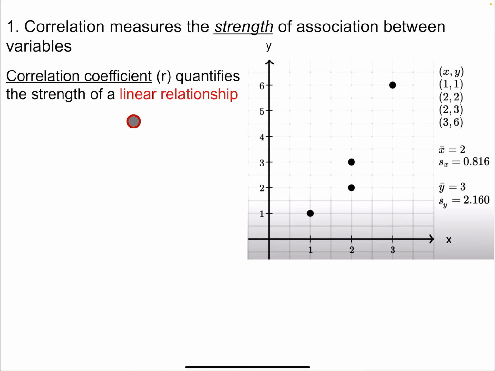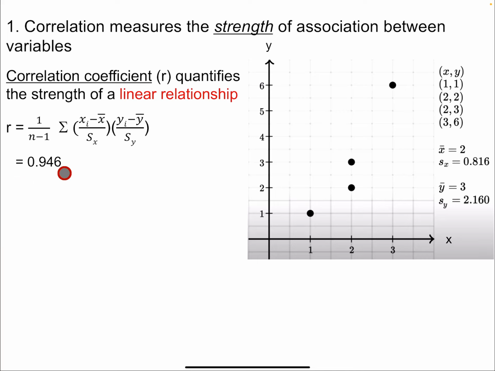The correlation coefficient can be determined by this formula. N represents the number of data points. Xi, Yi represent each data point. X bar, Y bar represent the sample mean of X and Y respectively. Sx and Sy represent the sample standard deviation of X and Y respectively. I already did the calculation and the result is 0.946.